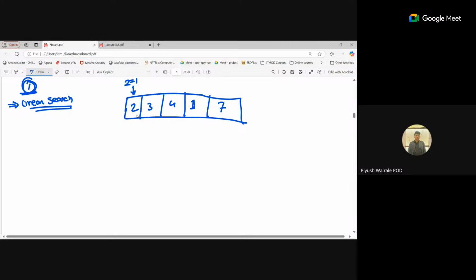If this is not true, then we go to the next element. In this way, we compare every element of the array to see whether it is our required element or not. So I compare: 2 equal to 1, no. 3 equal to 1, no. 4 equal to 1, no. Here you can see 1 is equal to 1, so the condition is satisfied. Now I can say 1 is present in this list or array. In simple terms, this is a linear search.